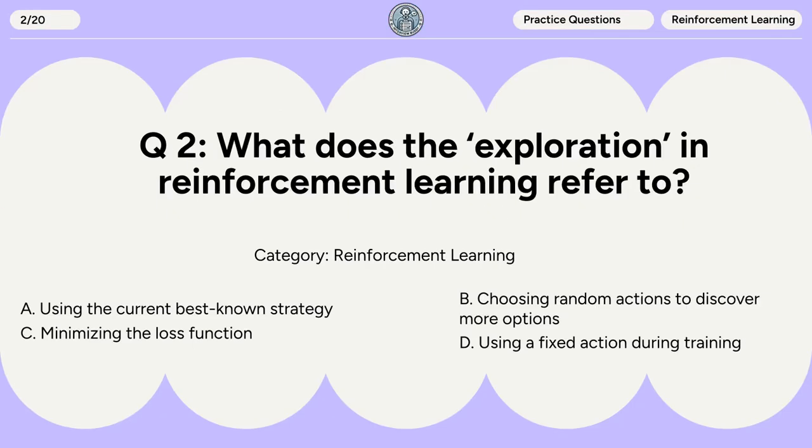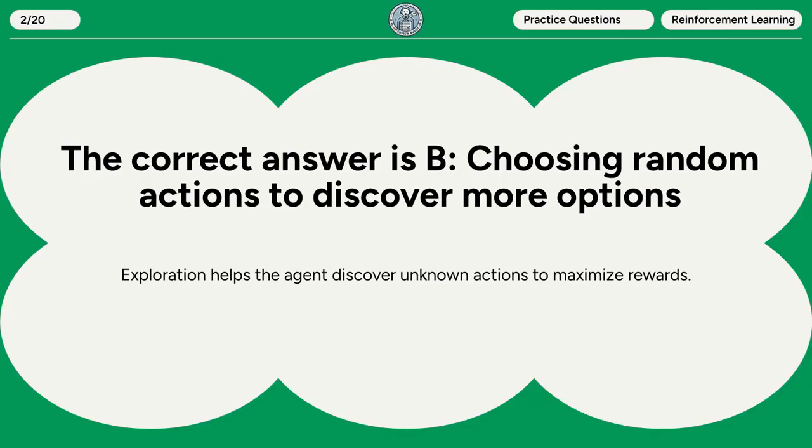Question 2. What does the exploration in reinforcement learning refer to? A. Using the current best-known strategy. B. Choosing random actions to discover more options. C. Minimizing the loss function. D. Using a fixed action during training. The correct answer is B. Choosing random actions to discover more options. Exploration helps the agent discover unknown actions to maximize rewards.